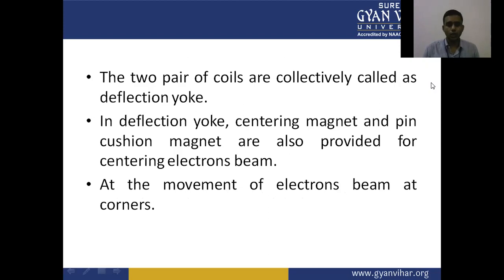The deflection yoke, centering magnet and pincushion magnets are also provided for centering the electron beam. So this type of deflection yoke maintains the electron beam in the center of the picture tube at the moment of the electron beam at the corners.